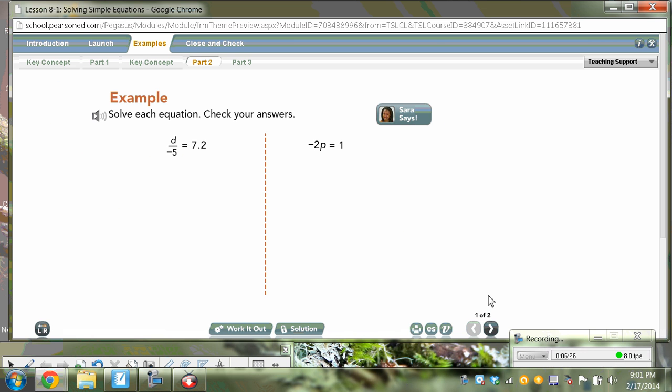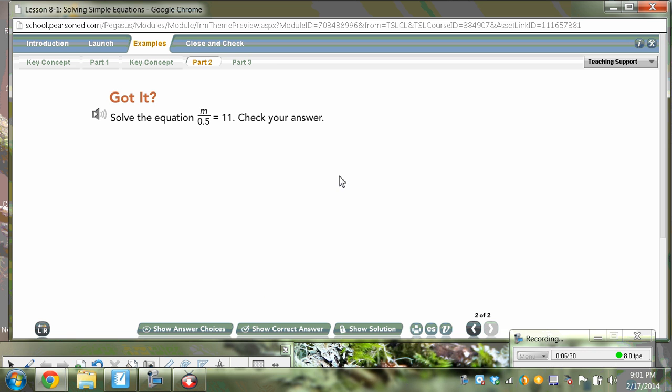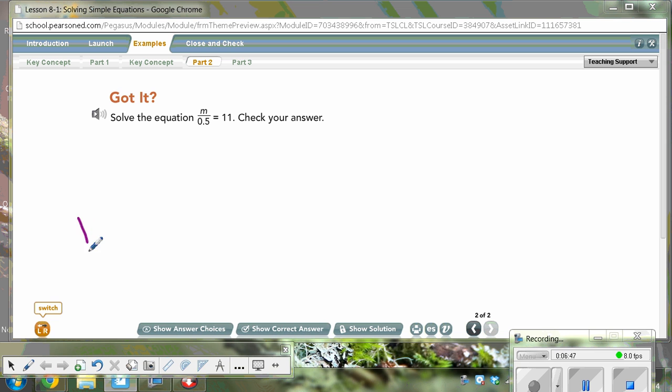Let's try the next. Okay, so we need to solve this equation. What are we doing? What happens here? That's right, it is being divided. So I need to do what to undo it? Opposite or inverse operation? That's right, it's going to be multiply. So my question is, what am I going to multiply by? You're right, I'm going to multiply by 0.5 to both sides.